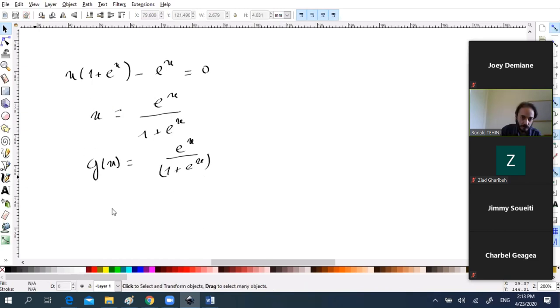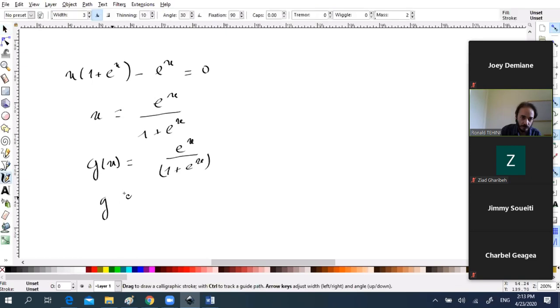Okay, so now the inclusion, I have to test g of x on... So g of 0. So g of 0 is 1.